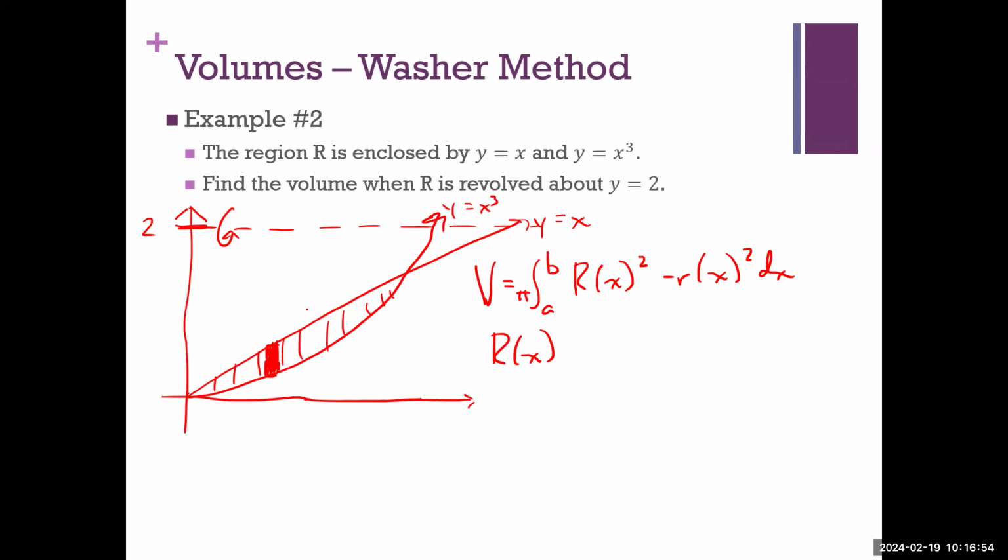Everything we've done before this example, we have either gone around the x-axis or around the y-axis. So we've really just been able to write down what the function is for the radius. I don't think we can do that anymore though. So now I really want to know how far the curve is away from y equals 2. How would I find that difference?